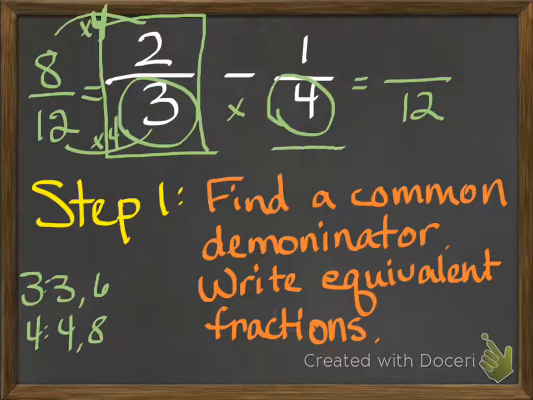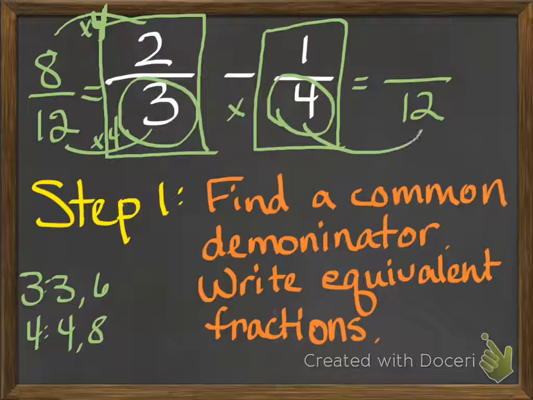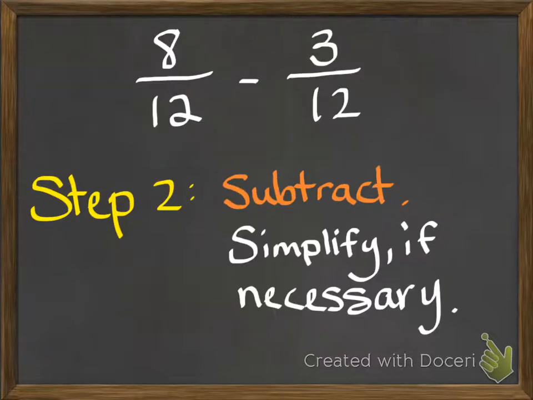Now I can look at the other fraction. Okay, to get from 4 to 12, I multiplied times 3. 4 times 3 is 12. Whatever I do to the bottom of the fraction, I have to do to the top as well. So I take 1 times 3. 1 times 3 is 3. So I have written equivalent fractions with a common denominator. They both have the denominator of 12. So I have 8 12ths and 3 12ths. So I'm going to have 8 12ths minus 3 12ths.